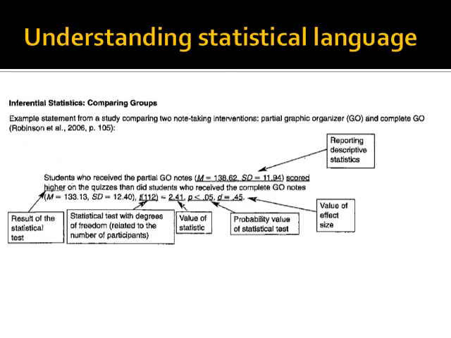Students who received the partial graphic organizer notes, and it gives us a mean of 138.62 with a standard deviation of 11.94, scored higher on the quizzes than did students who received the complete graphic organizer notes. Again, it gives us a mean of 133.13, standard deviation of 12.40.